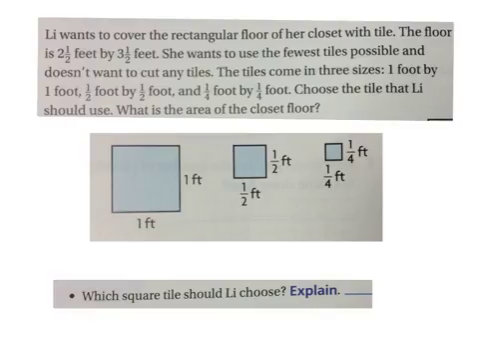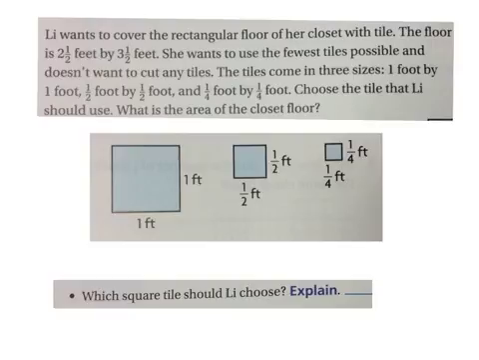Lee wants to cover her rectangular floor of her closet with tile. Okay, so she wants to put down tile so that the floor of her closet is all covered with tile. The floor is 2.5 feet by 3.5 feet. She wants to use the fewest number of tiles possible, and she doesn't want to have to cut any tiles up, okay? She wants to go out and buy tiles and use them to cover her entire floor.